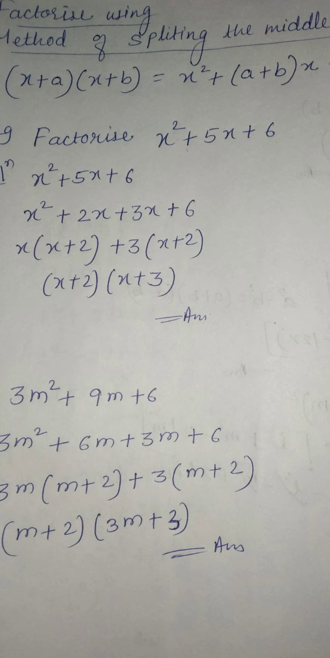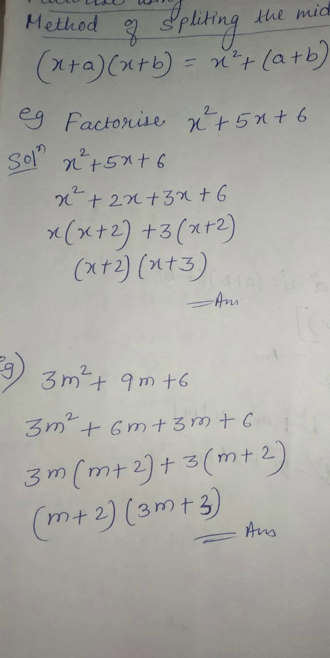From the first and second term you can take x common, and what is left? x plus 2 is left. In the third and fourth term, 3 can be taken as common, and what is left again? x plus 2. So x plus 2 is now common here, and x plus 3 is left. So your answer is x plus 2 into x plus 3. These are the factors of the given expression.